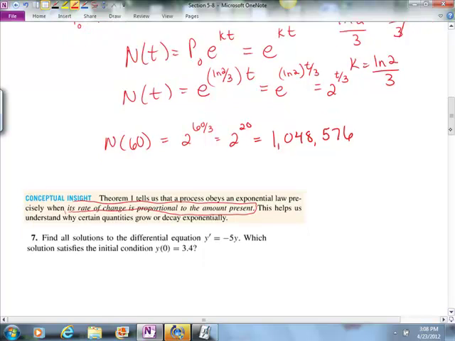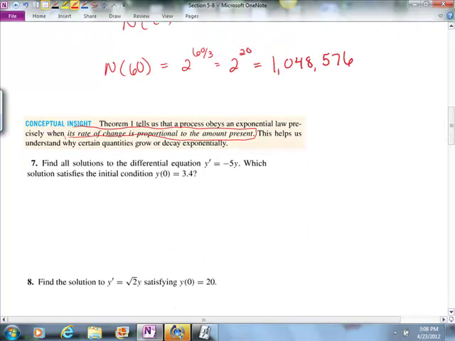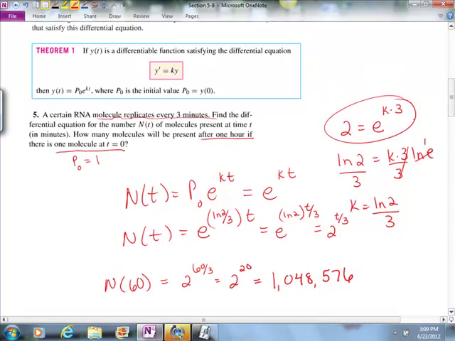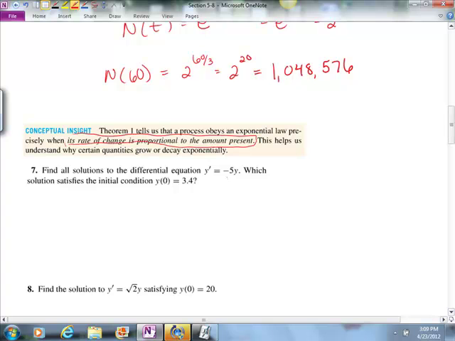Okay. So let's try number 7. It says find all solutions to the differential equation y prime equals negative 5y, which satisfies the initial condition that y naught is equal to 3.4. Well, this is actually pretty straightforward. If you look back at the theorem, the number in front of the y is your k, and P naught is the value you get at y0. So here our k is negative 5, and 3.4 is going to be our y naught.